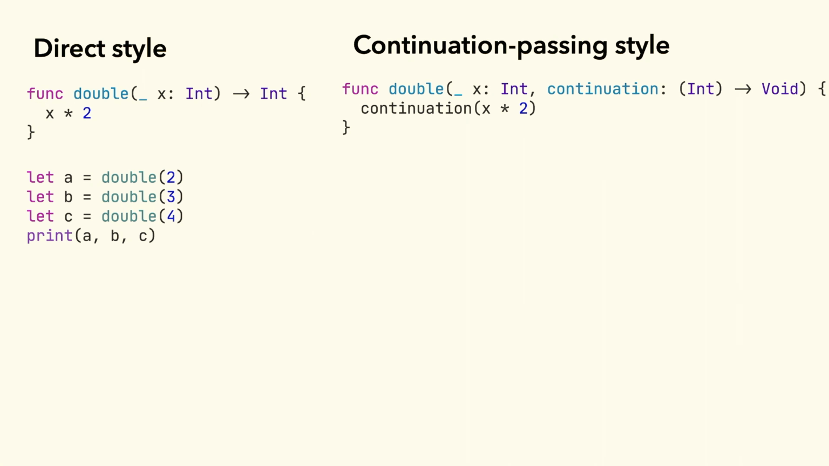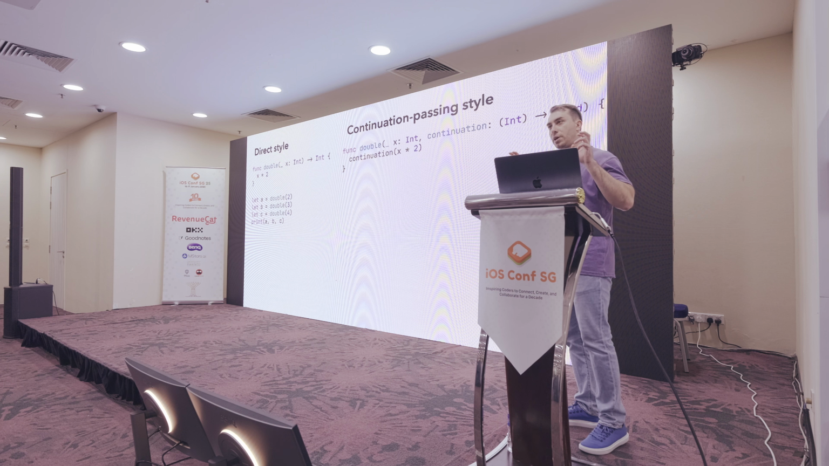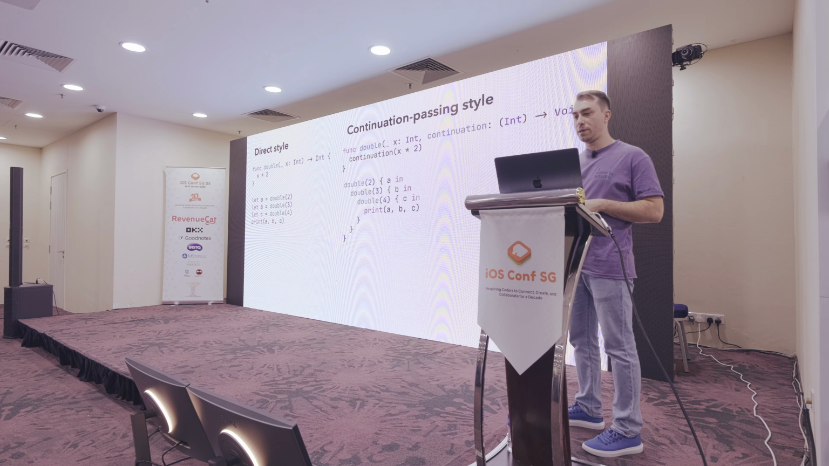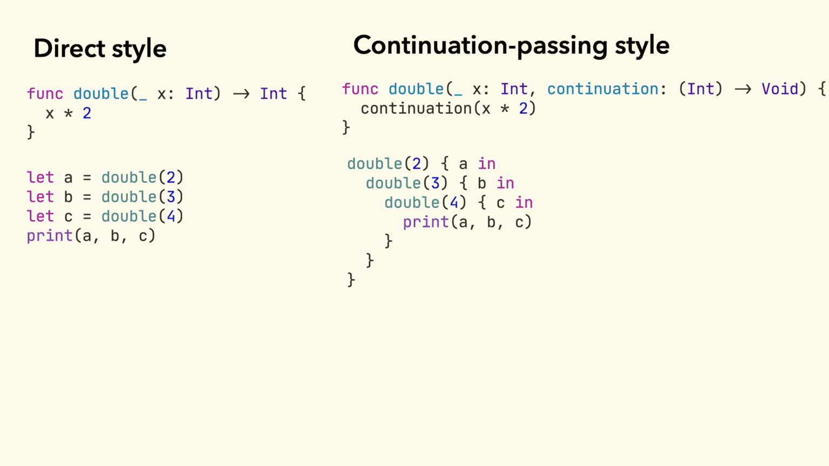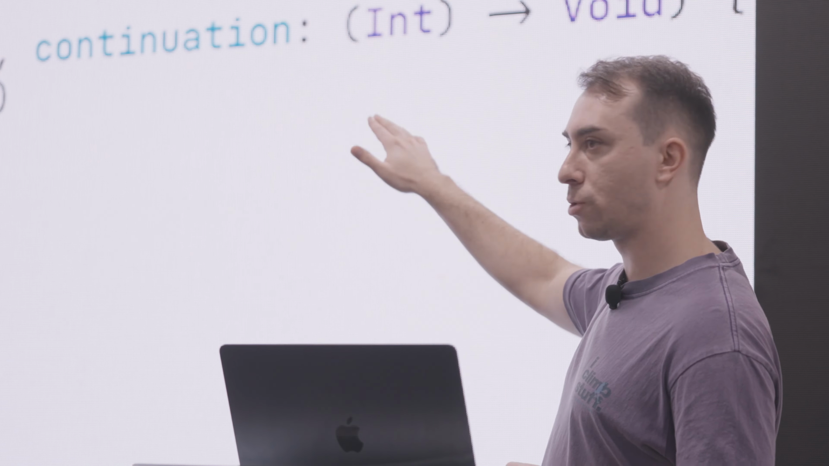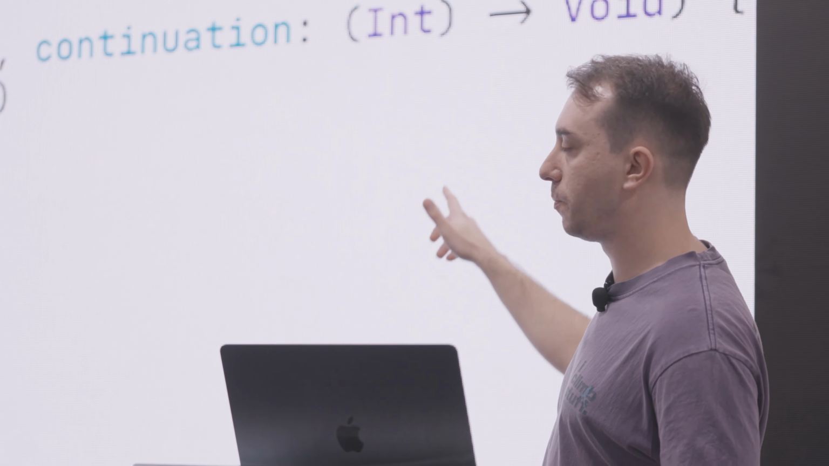The other representation is called continuation passing style. So here we have the same double function, but it doesn't return anything. Instead, it takes a completion handler, or a continuation, that takes the return value. Then the same program would look like this. Again, it looks a bit like a completion handler. So these two programs are equivalent. Indeed, any direct style program can be automatically converted into continuation passing style.